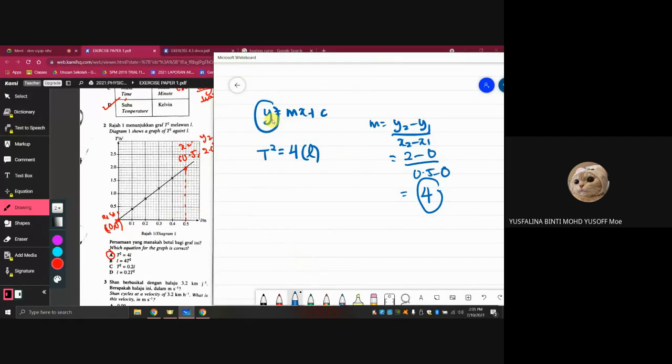Okay. Find the title of the y-axis and the x-axis. Then you find the gradient. Okay. And then for C, if there is an intercept, you have to put the coordinate here.